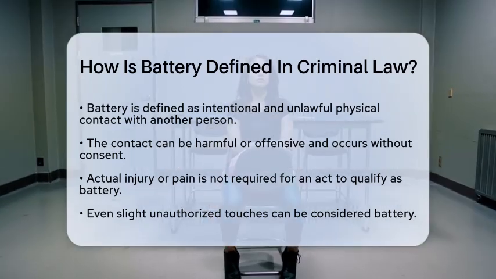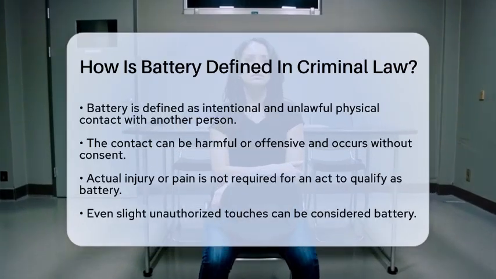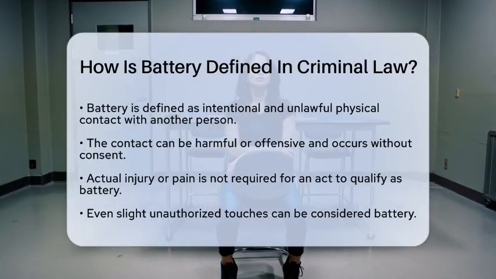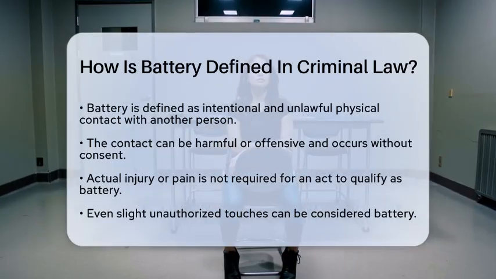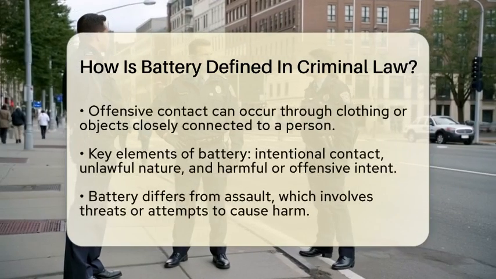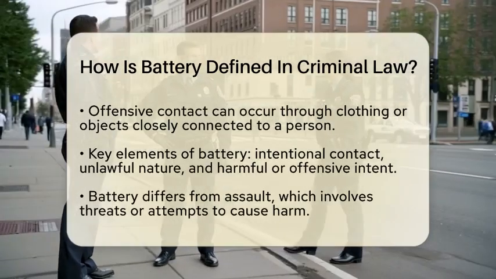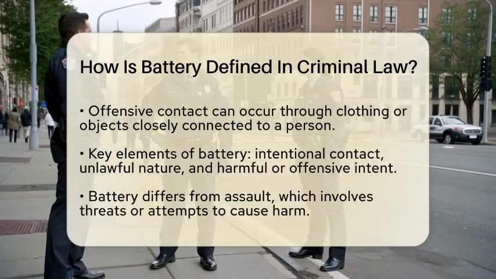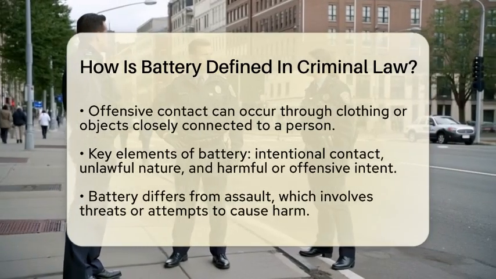For example, if someone touches you in a way that you find offensive, even if it does not hurt, it could be considered battery. This includes contact through clothing or even with an object that is closely connected to you, such as a bicycle you are riding. The key elements to remember are that the contact must be intentional, unlawful, and harmful or offensive.